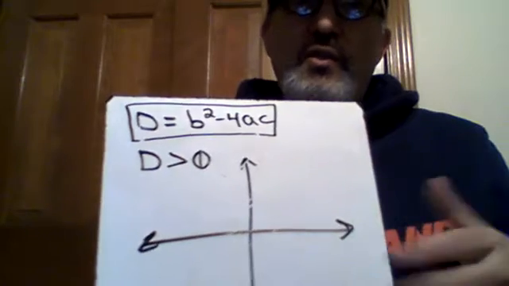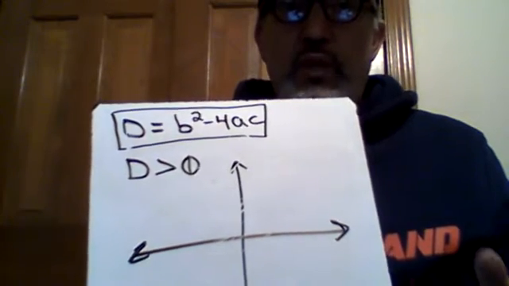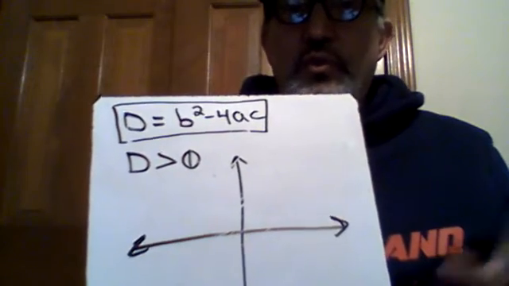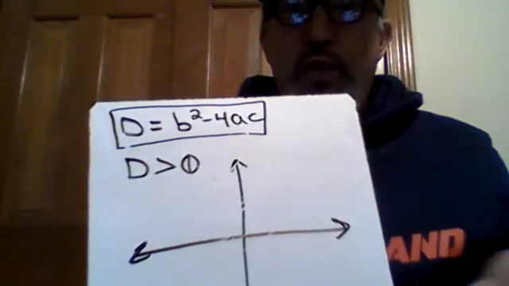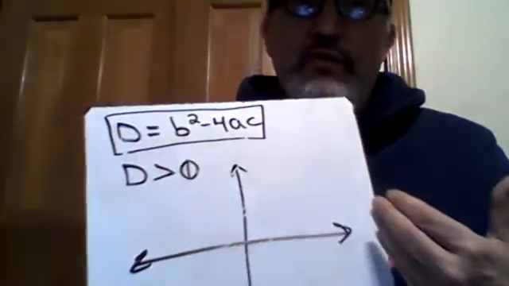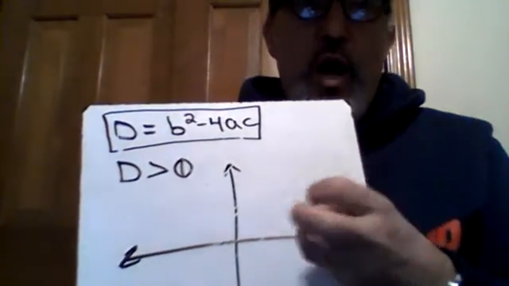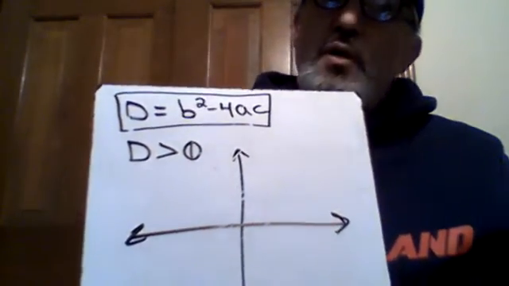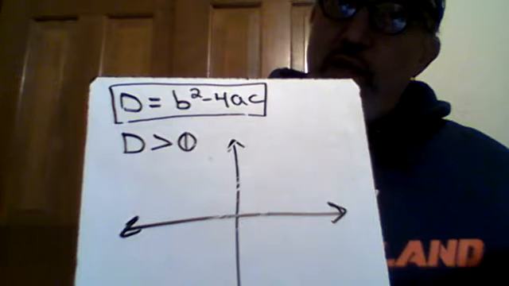Now, for each of these cases, I'm going to draw two graphs, but I want you to realize that I'm only really interested in where they cross the x-axis. I'm not particularly interested in where they are right to left. I'm not interested in how wide or narrow they are. They could be wider, they could be narrower, depending on the a, which we looked at in a video.